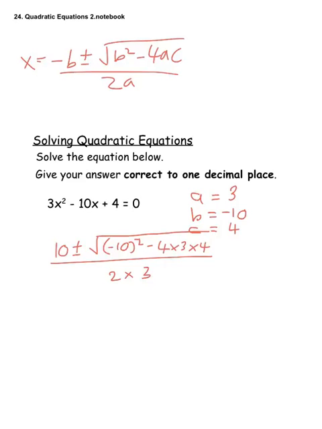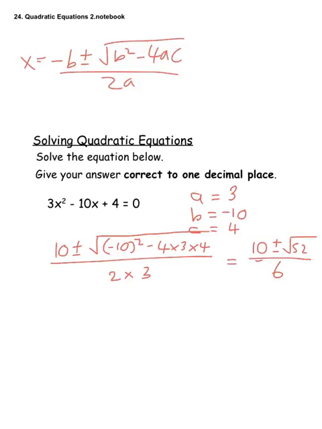Okay, so the next part of this is to work out exactly what that means. So we've got 10 plus or minus the square root of 10 squared is 100. 4 times 3 times 4 is 48. So 100 take away 48 is 52. 2 times 3 on the bottom is 6. So we're doing 10 plus or minus the square root of 52 over 6.